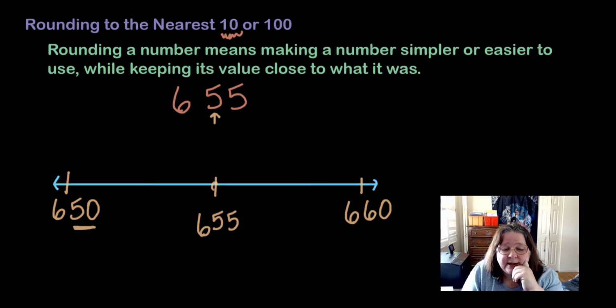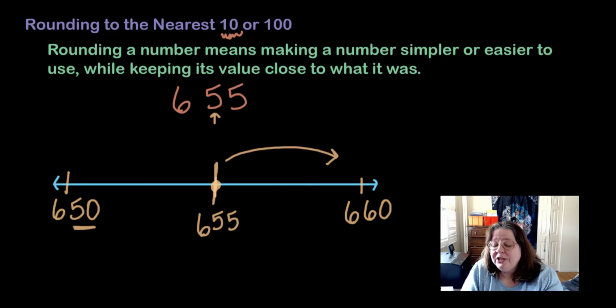Well, as we look at our number, 655 is exactly halfway between. So how do we know whether to round down or up? Do you remember our rule that we talked about at the beginning? If it's on this side, we round down. If it's on this side, we round up. Well, there's a special rule if it falls right in the middle. If it falls right in the middle, we always round up. And that just makes it so that we're all playing by the same rules.